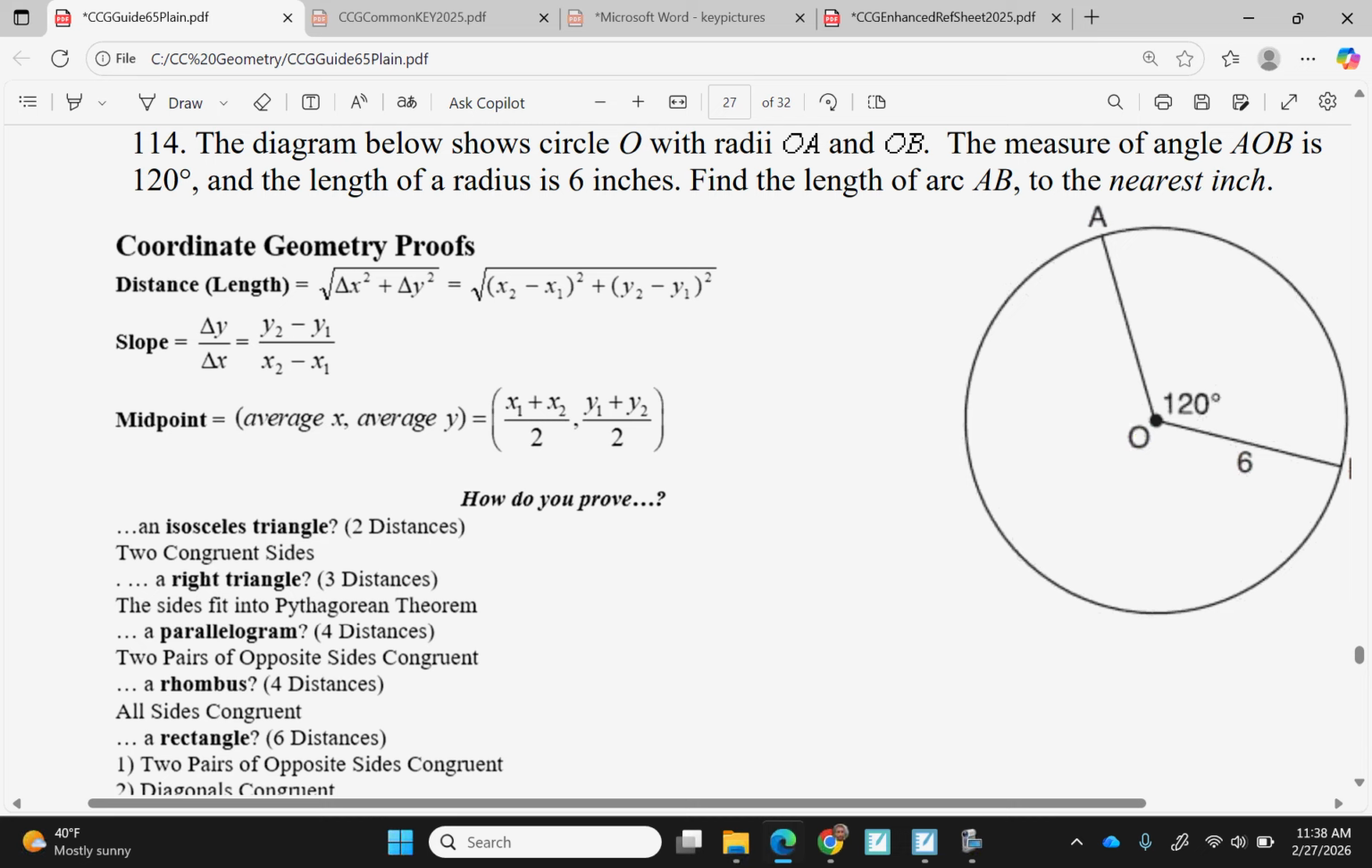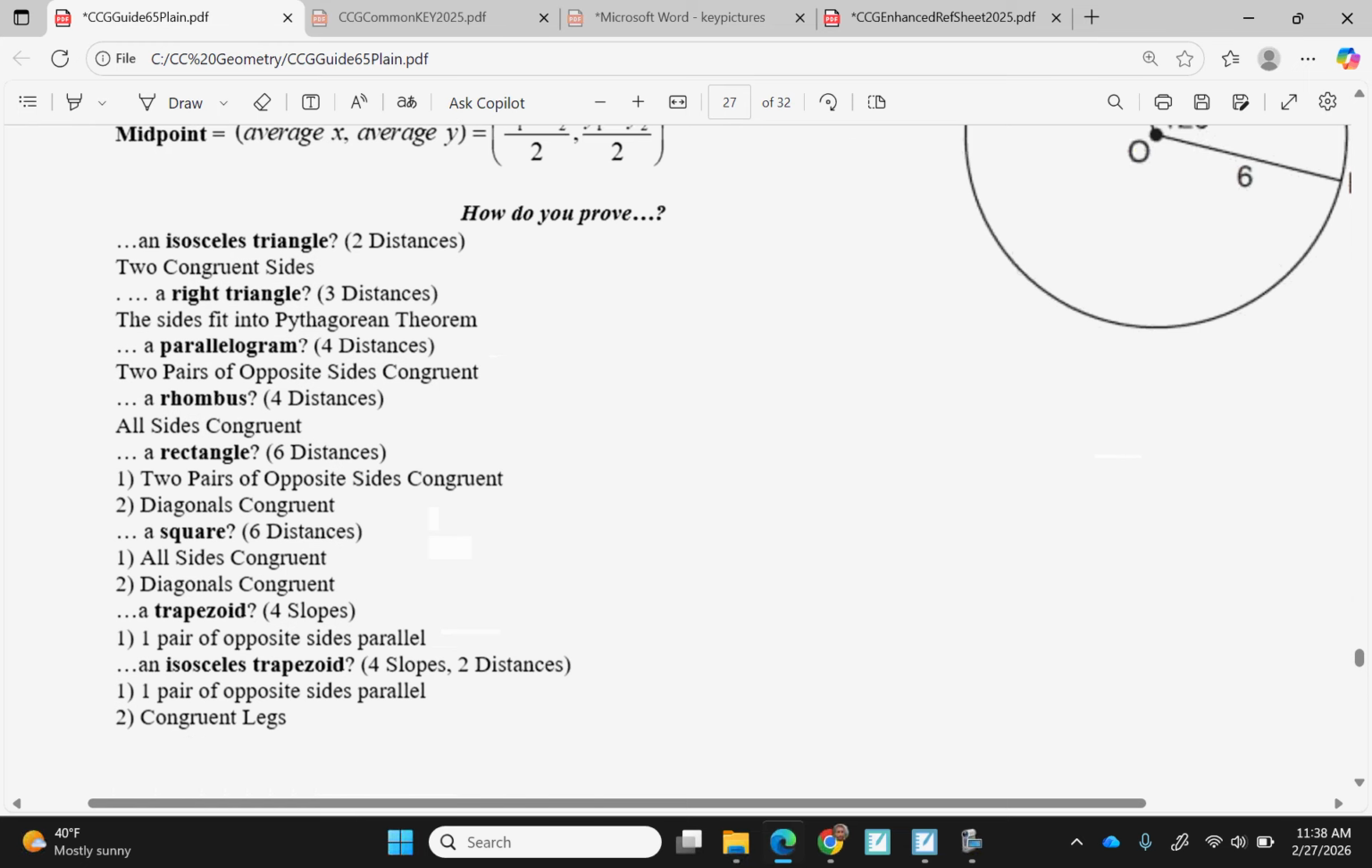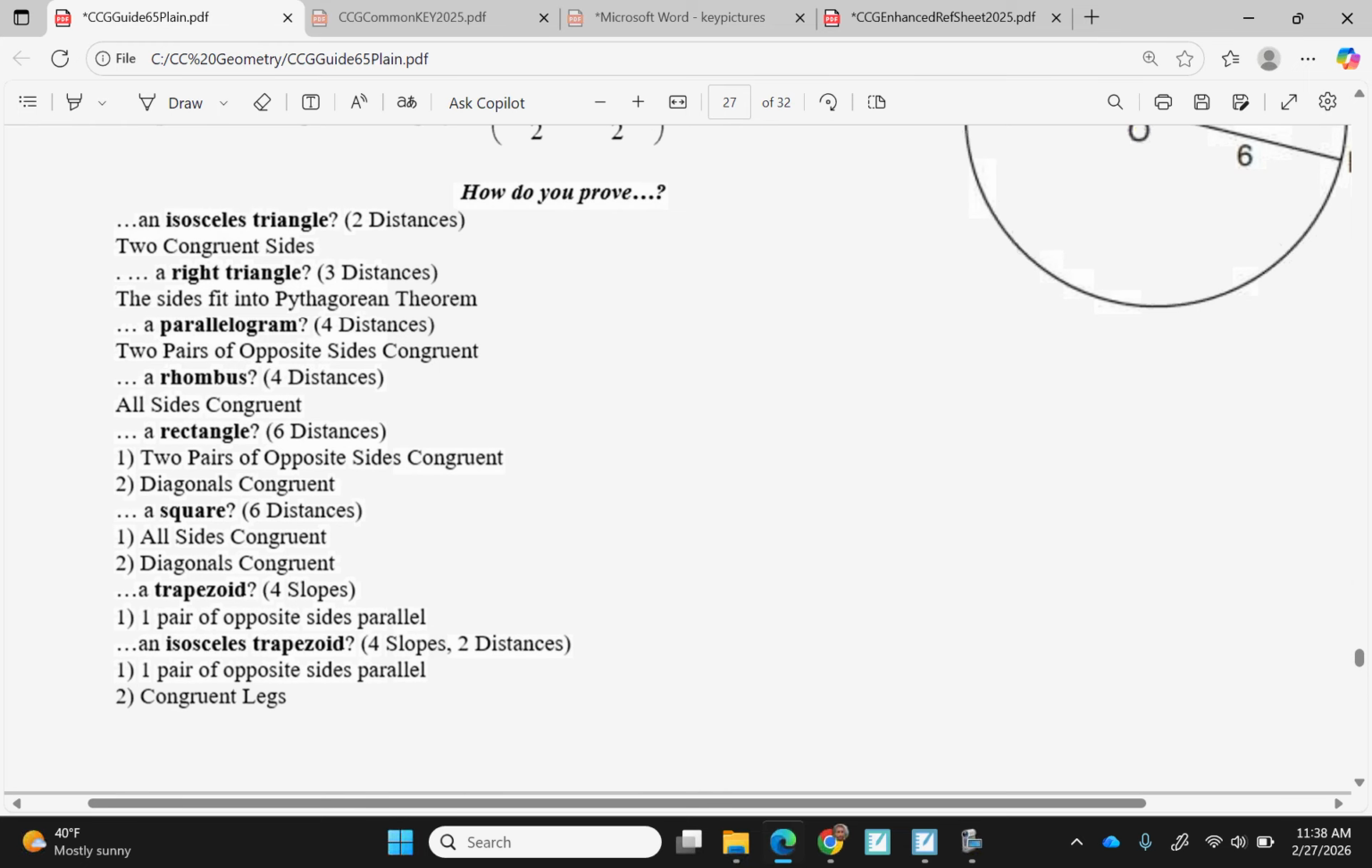Oh man, we're almost done. That's it. Coordinate geometry proofs. I'm going to try and keep this relatively short, but this is a gift of a 4 or 6 point question, but you need to receive that gift by knowing your how-do-you proofs. So I do everything with distance. You're always calculating distance except for trapezoid, in which case you're calculating slope.